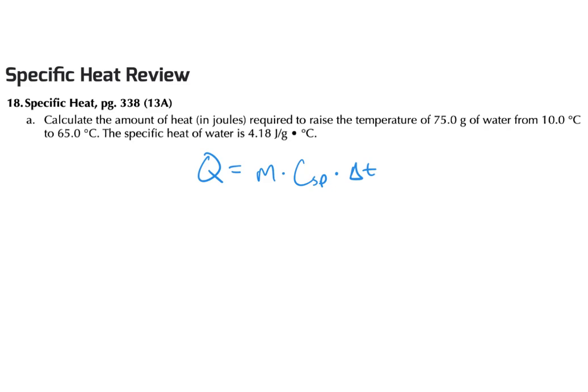All right, the formula that we need when the problem gives you a specific heat is Q equals M times C sub P, which is the symbol for specific heat, times the change in temperature. So heat is the Q, and that's going to be in joules. M is mass in grams. And the delta T is the final temp minus initial temp.